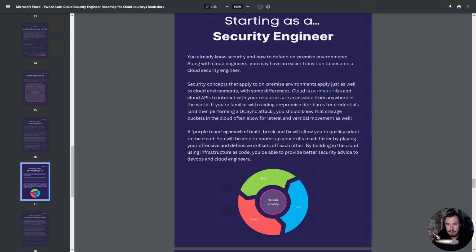So cloud is perimeterless, which we already talked about, and cloud APIs used to interact with your resources are accessible from anywhere in the world. If you're familiar with looking through on-prem file shares for credentials and then performing a DC sync attack, which oddly enough, I did on one of my last internals, you should know that storage buckets in the cloud often allow for lateral and vertical movement as well.